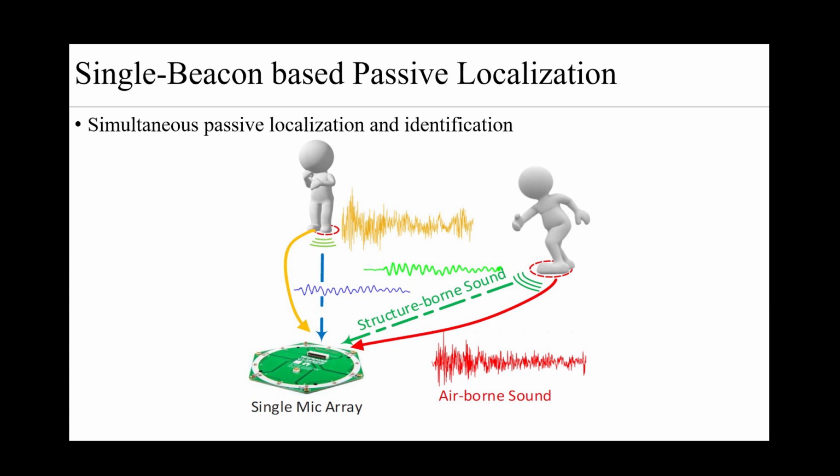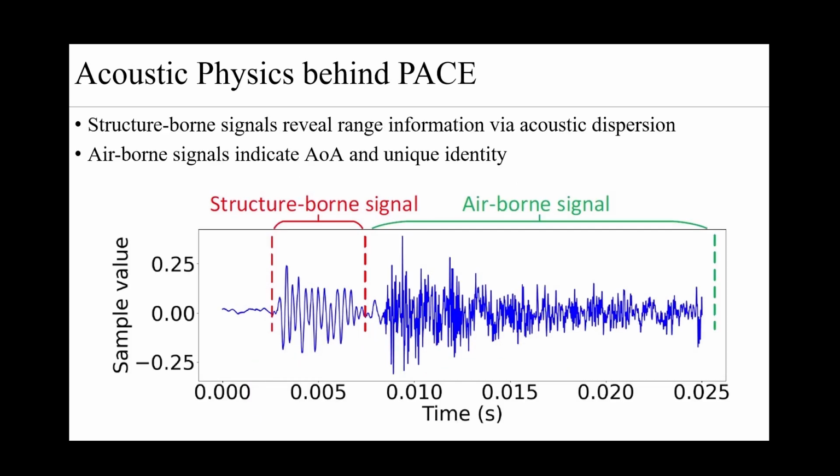Here we show a snapshot of a footstep that contains structure-borne and air-borne acoustic signals. The structure-borne component travels at around 3,000 meters per second, and the air-borne one is only about 340 meters per second. This sharp difference in propagation speed allows us to readily separate them. As shown in this figure, we can extract the preceding few samples as structure-borne signals and use the remaining as air-borne signals. The structure-borne component in solid medium exhibits acoustic dispersion properties, where high-frequency components travel faster than low-frequency ones.